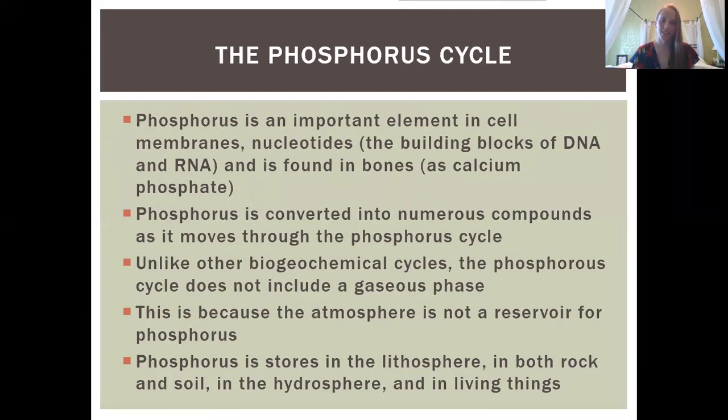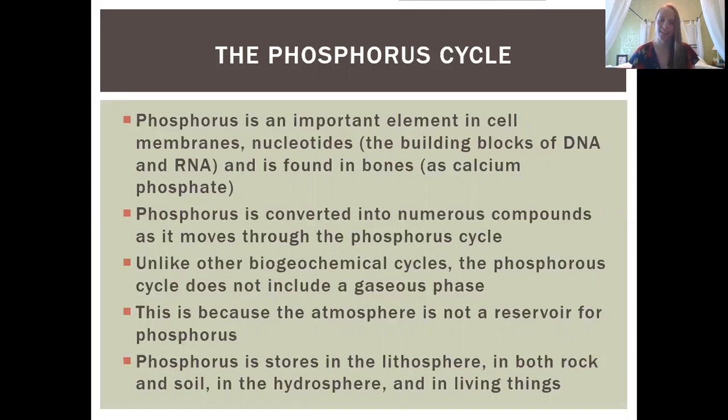So the phosphorus cycle is really important because phosphorus is one of the elements that are used in cell membranes. If you remember back to Science 10, we talk about the phospholipid bilayer, phospho referring to the phosphorus part. Nucleotides, which are the building blocks of DNA, also contain phosphorus in the backbone. And then calcium phosphate is also found in your bones. Phosphorus is converted into numerous different compounds as it moves through the phosphorus cycle.